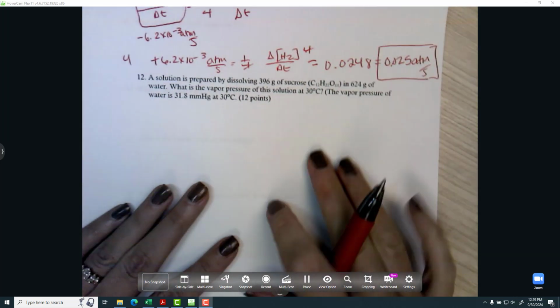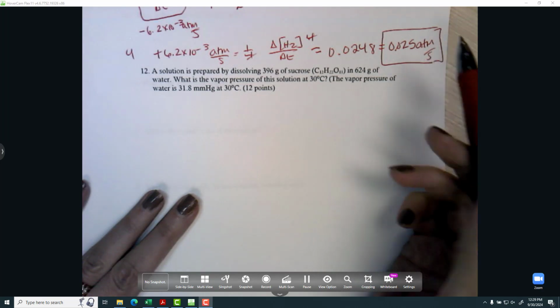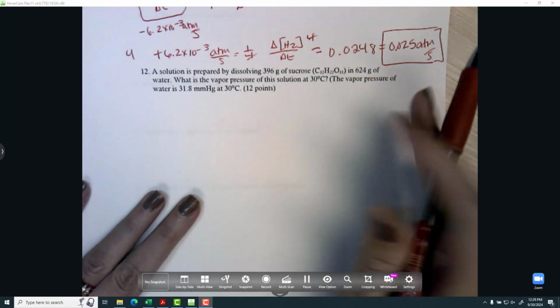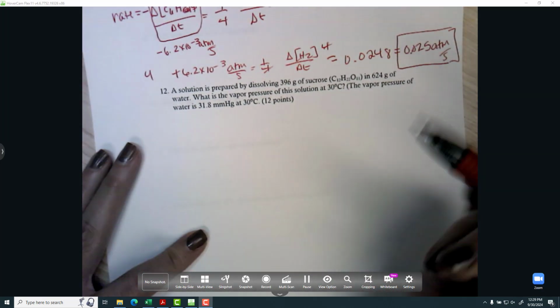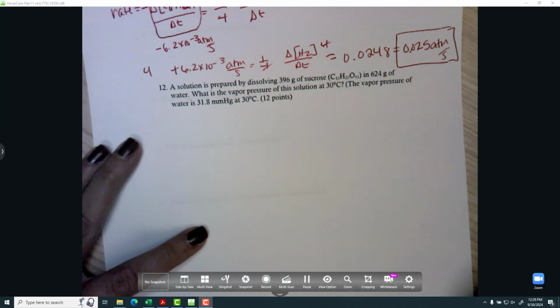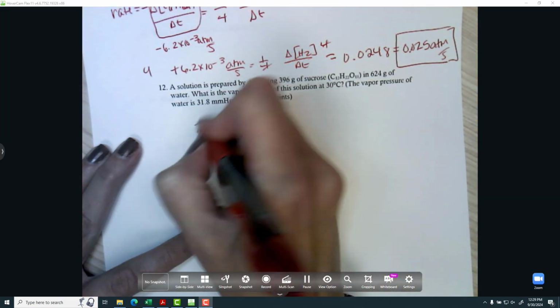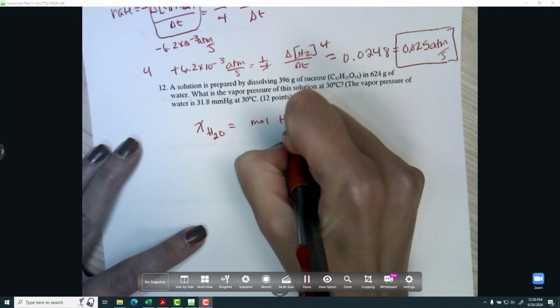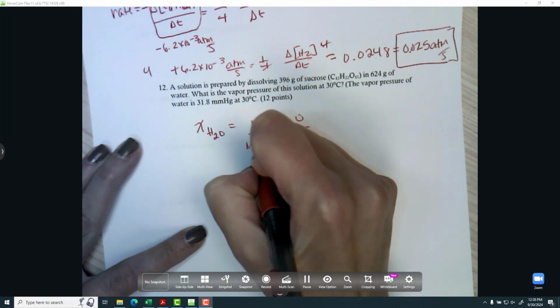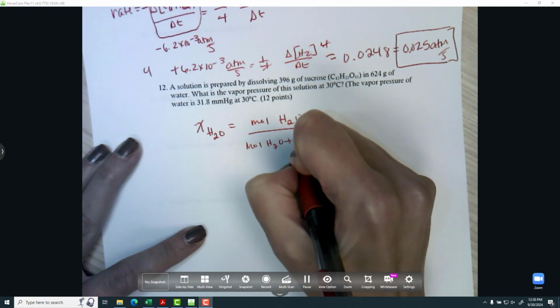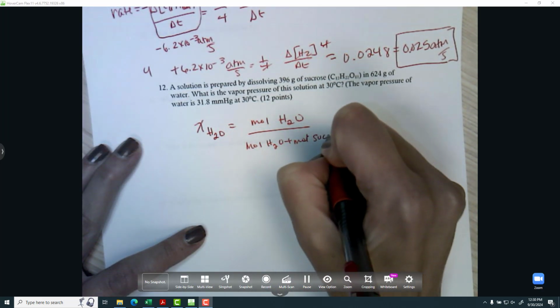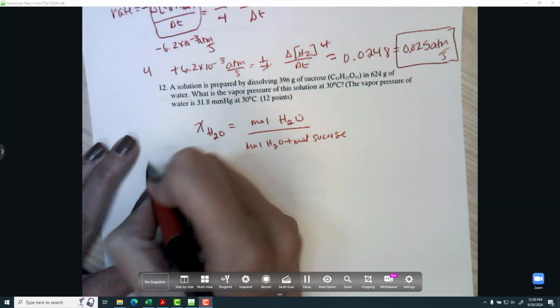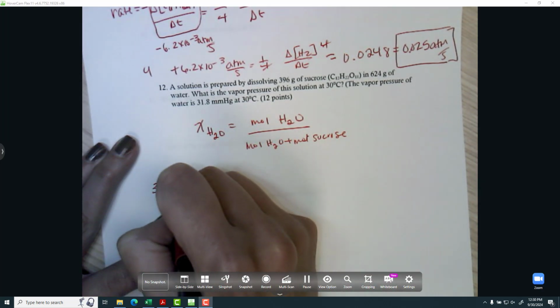All right, next up we have a vapor pressure problem. Remember, vapor pressure depends on the mole fraction, and specifically the mole fraction of solvent. So I need to calculate the mole fraction of H2O, and that would be the moles of H2O on top, moles of H2O plus moles of sucrose on the bottom. I'm given grams of each, so I'll need to convert those to moles by figuring out the molar mass.